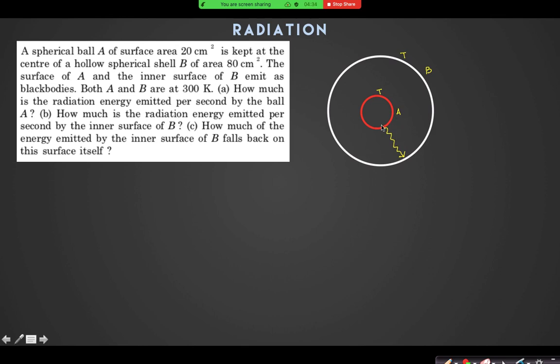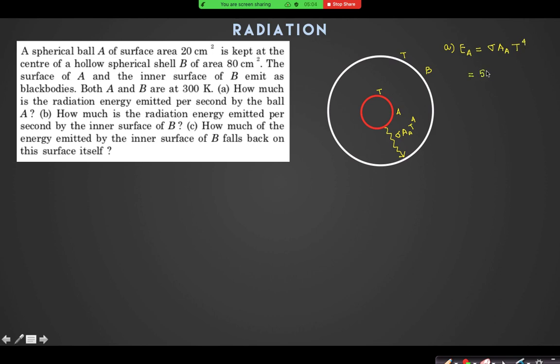The emissive power? Sigma T to the power 4. I'm not talking about intensity. Power is multiplied with area, right? Sigma area of A into T power 4. It is the emissive power of A. So that should be the answer to your first question. The emissive power of A is equal to sigma area of A into T power 4.